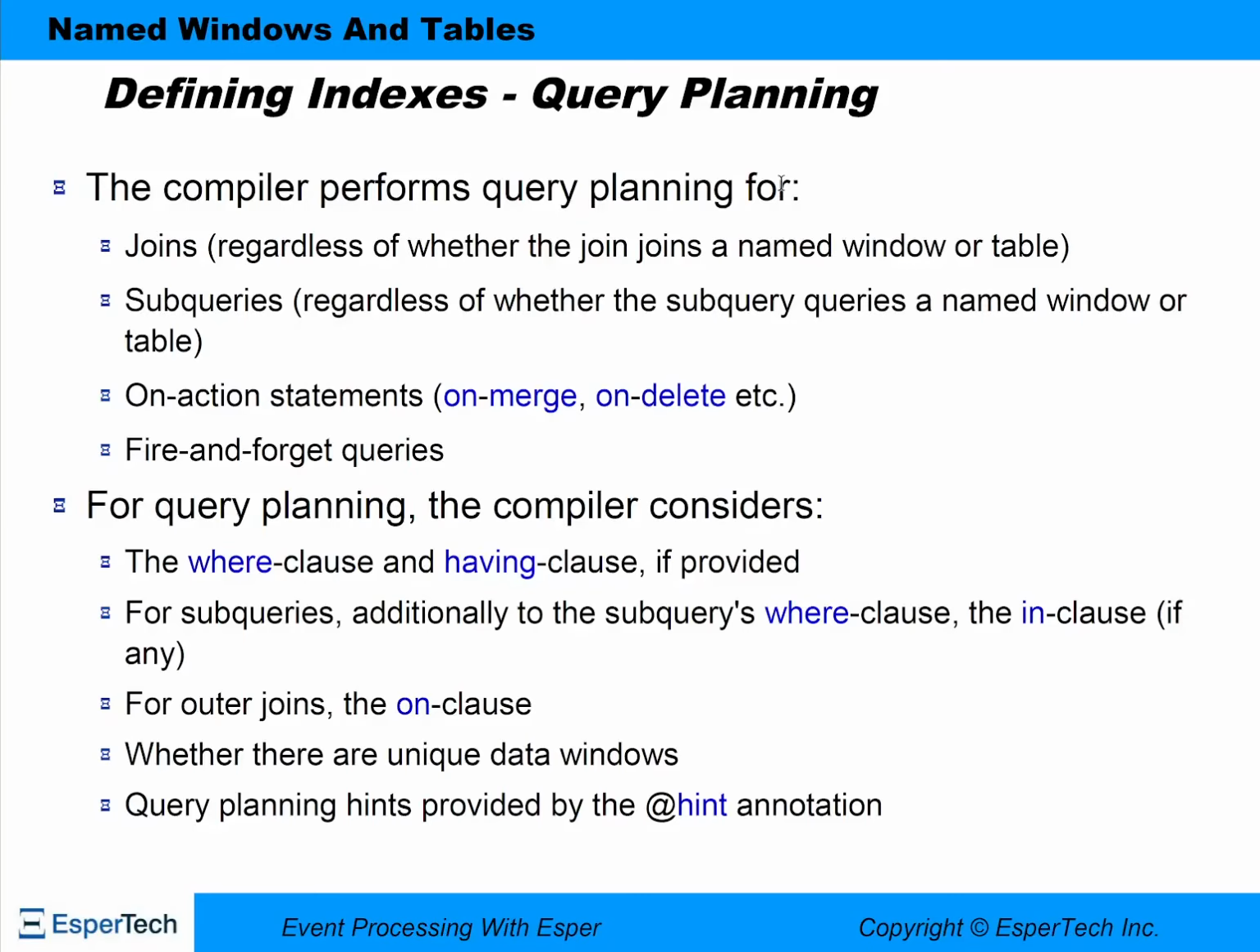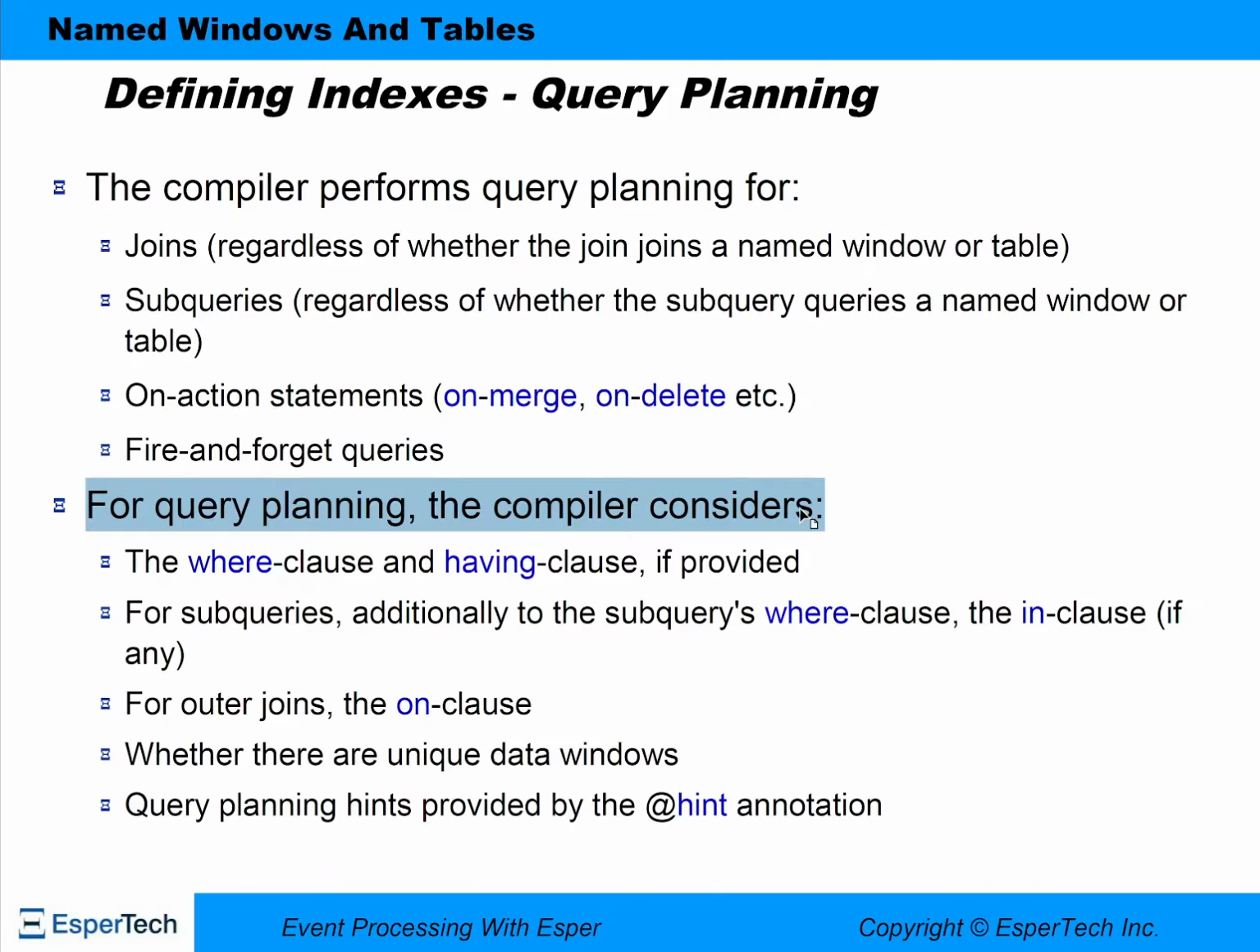The compiler performs query planning for the following types of queries. The compiler performs query planning for joins. Query planning for joins is regardless of whether the join joins a named window or table. The compiler performs query planning for subqueries. Query planning for subqueries is regardless of whether the subquery queries a named window or table. The compiler performs query planning for on-action statements, such as on-merge and on-delete. The compiler performs query planning for fire and forget queries.